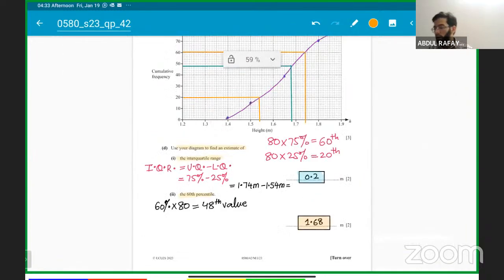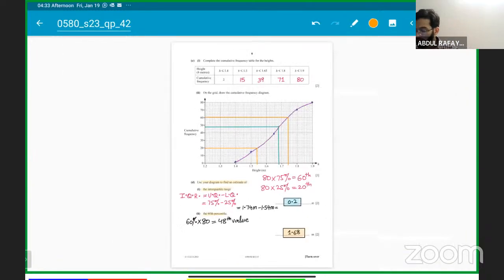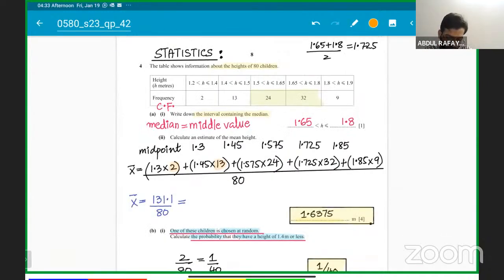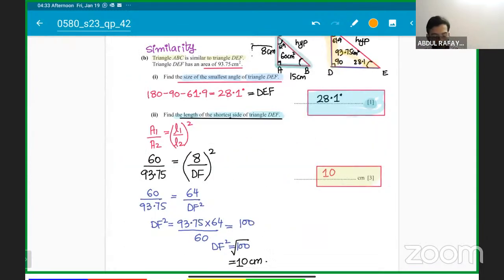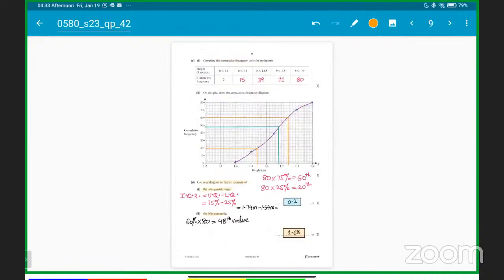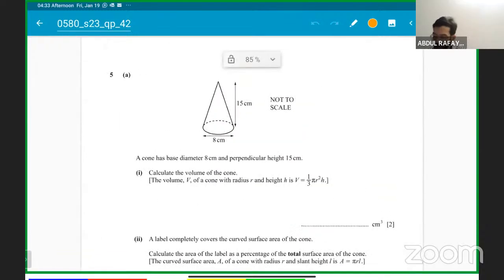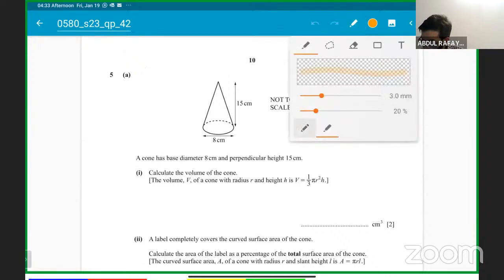So that is the answer with which the question on statistics completes. Everyone following, understanding, clear? This is the fourth question done, so you can say 40% of the paper is done. Everyone got this clear? Yes, sir.